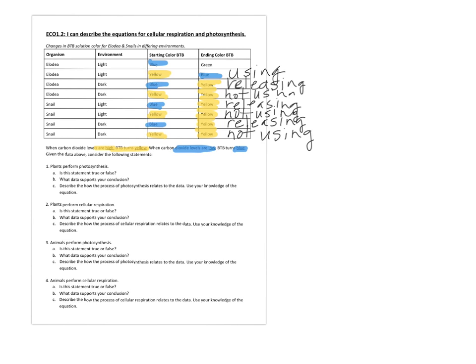The last one started blue, ended green. It's not all the way to yellow, but green is on the way to yellow, right? It's between yellow and green. So we also know it's decreasing the amount of CO2. So it's using CO2.